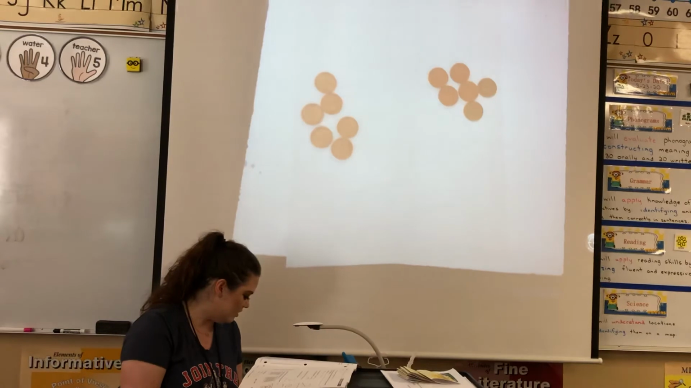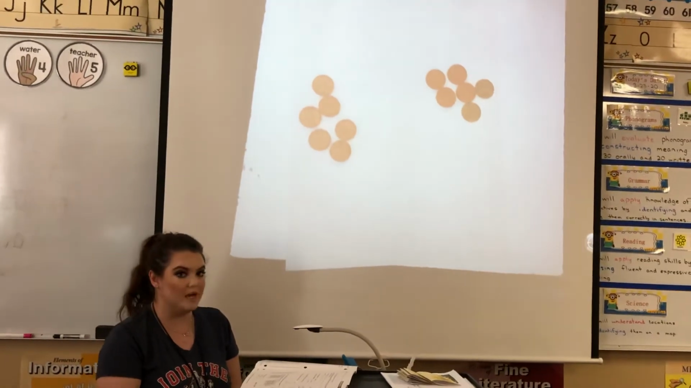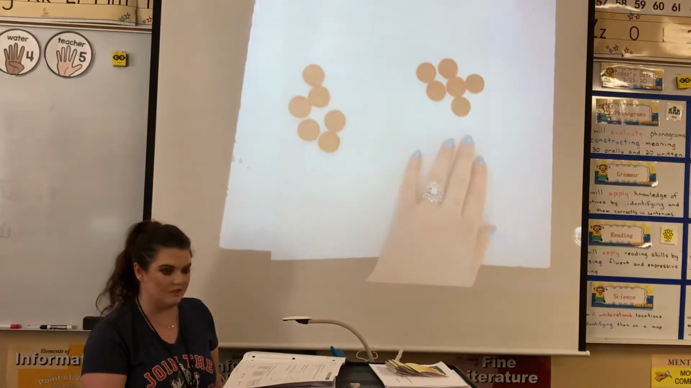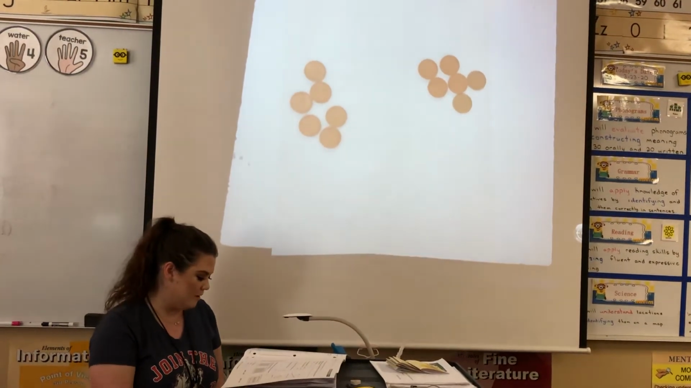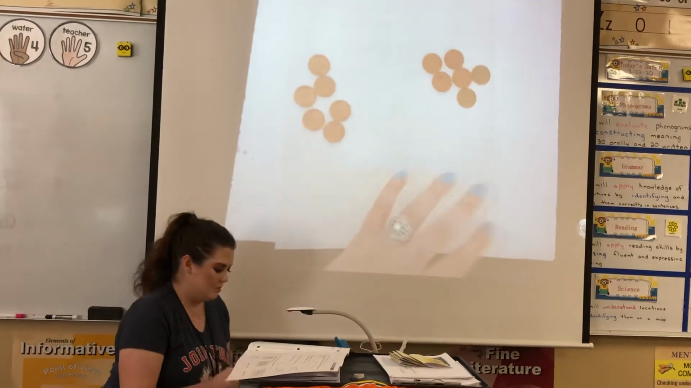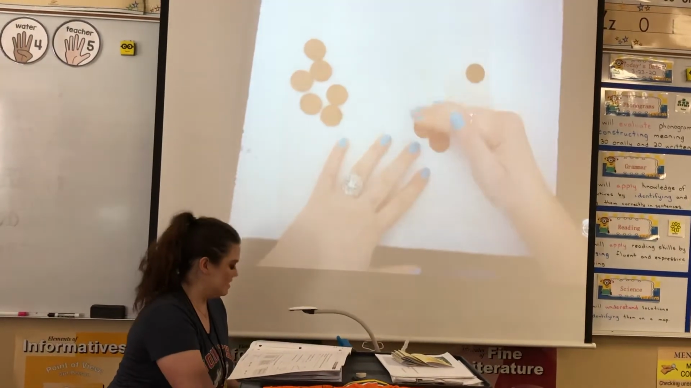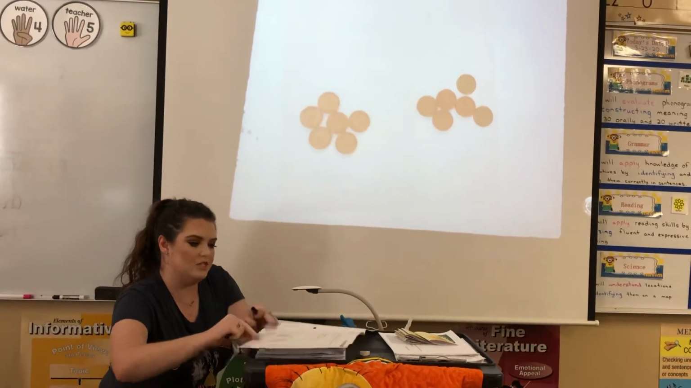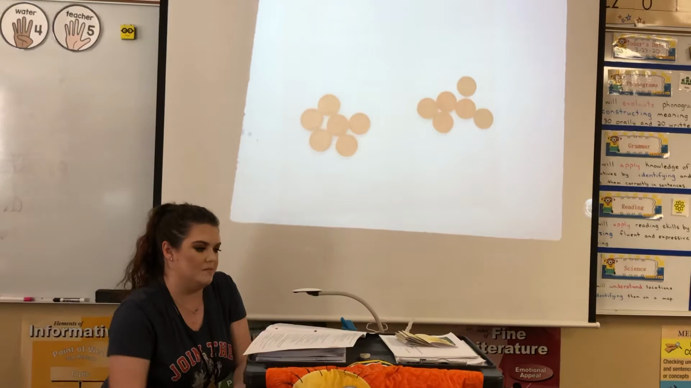Now take a minute and look. If you have more pennies that are on heads, if you have more pennies that are on tails, or if you have an equal amount of both. It looks like I have an equal amount of both. So now what we're going to do is I'm going to slide these down a bit, grab your pencil, and we're going to make a little chart on the back of this paper.